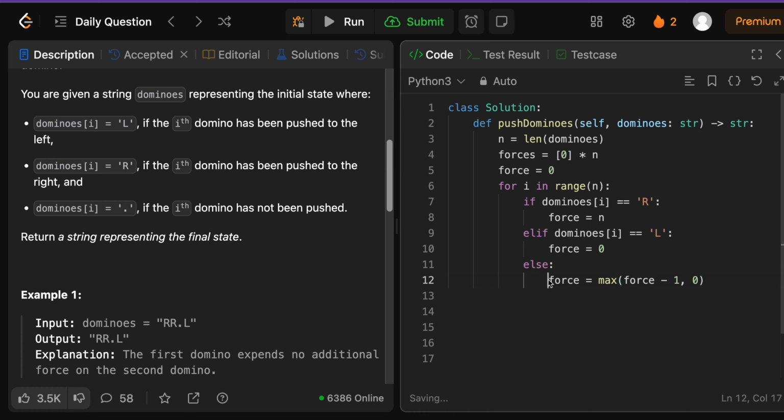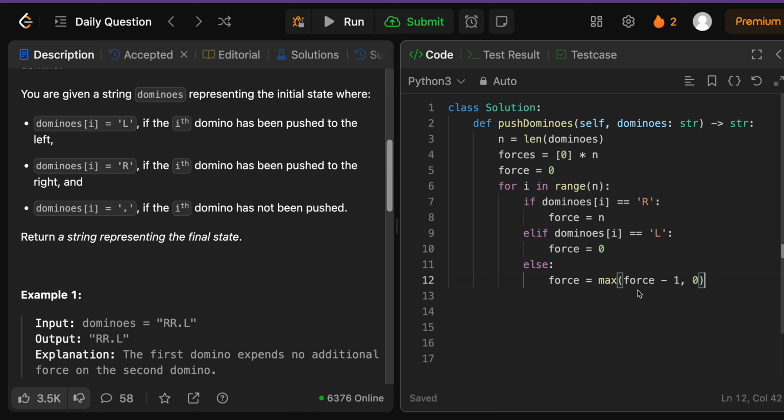Effectively, again, this is the case where the current domino has not been pushed. If the domino is a dot, and we know that there was a previous R force, or rightward force, we then decrease it by 1, kind of simulating that weakening effect. However, we can't have negative forces, and so if it goes negative, then we'll just make it 0, indicating that it doesn't have any force. We can't have a force that goes below 0.